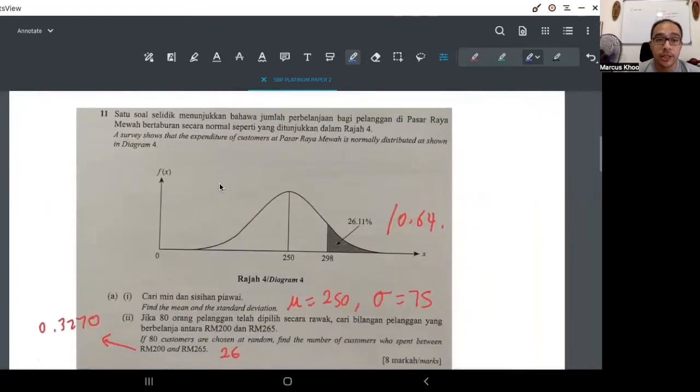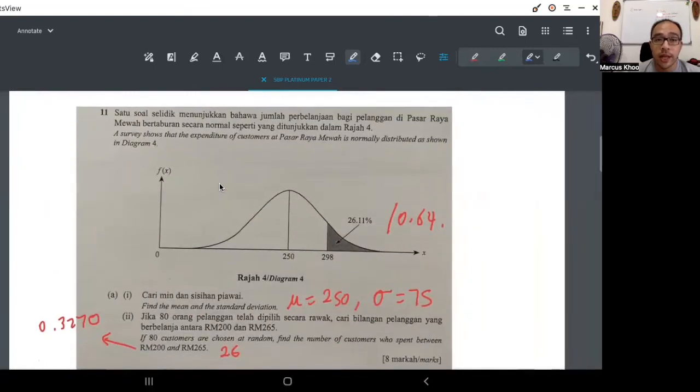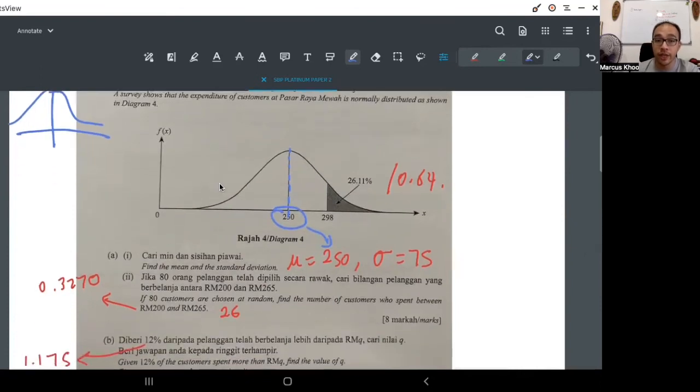All right, question 11. Surveys show that the expenditure of customers at Pasaran Mewah is normally distributed as shown below. The only thing different about this graph is that it does not start from 0, which is the standard normal. Instead they give you a graph like this. The important thing is that the highest point of the graph is the mean. And now it comes down to us to find the standard deviation.